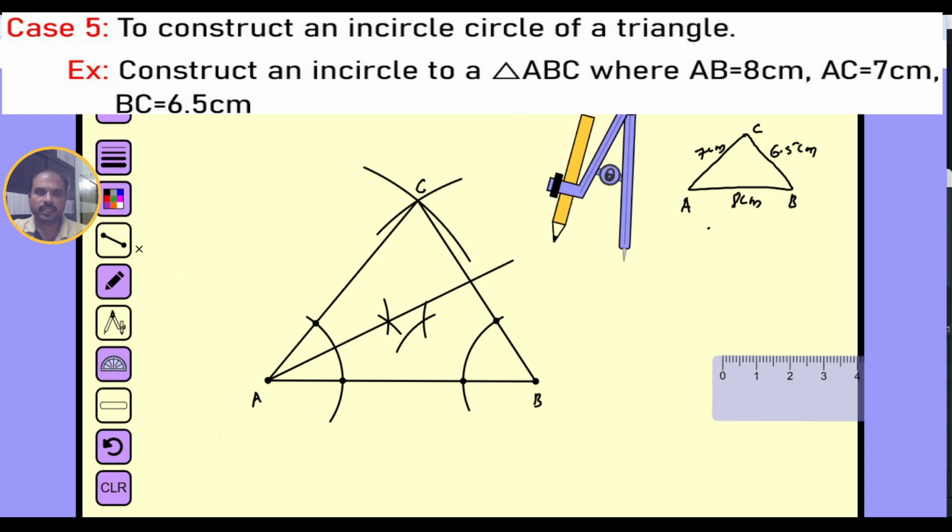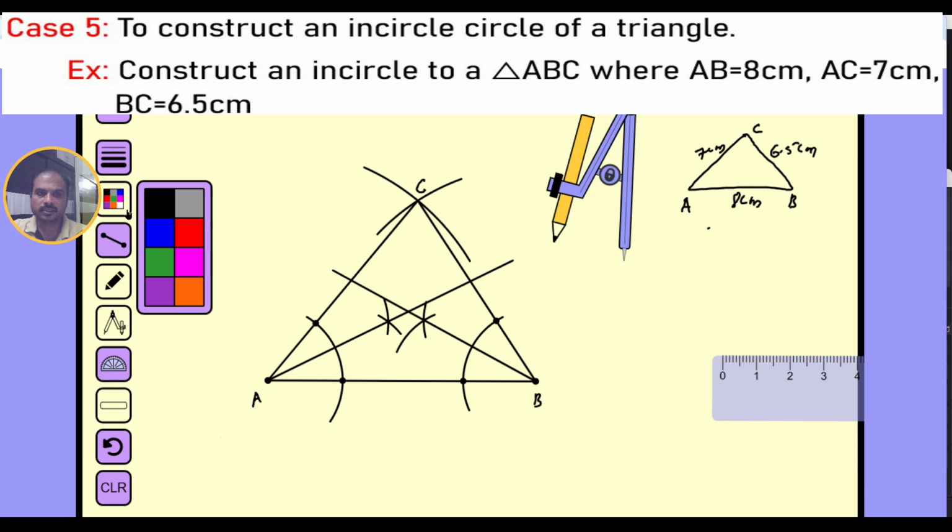Need to be very careful. I'm again telling you to use a very sharp pencil to avoid the repetition of constructions in your exam. So now these two angular bisectors are meeting at a point. This point I'll call it O.